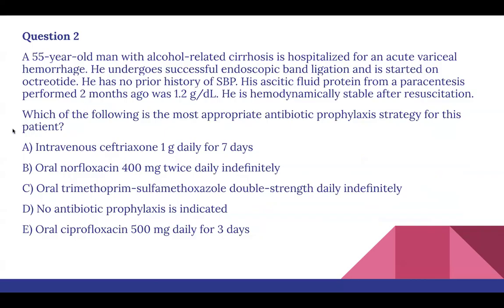Okay. Question 2, a 55-year-old man with alcohol-related cirrhosis is hospitalized for an acute variceal hemorrhage. He undergoes successful endoscopic band ligation and is started on octreotide. He has no prior history of SBP. His ascitic fluid protein from a paracentesis performed 2 months ago was 1.2 grams per deciliter. He is hemodynamically stable after resuscitation. Which of the following is the most appropriate antibiotic prophylaxis strategy for this patient?